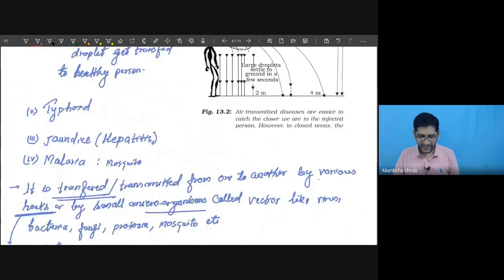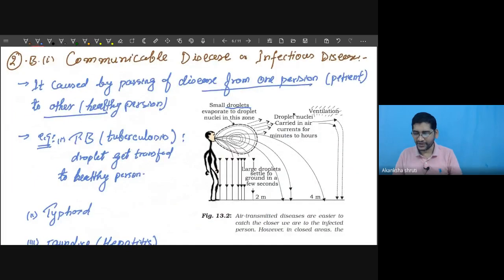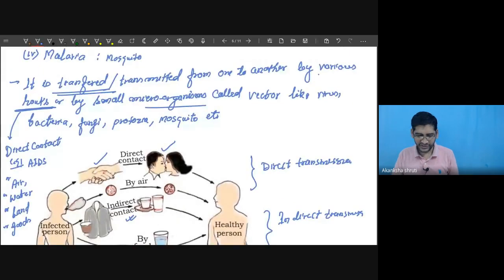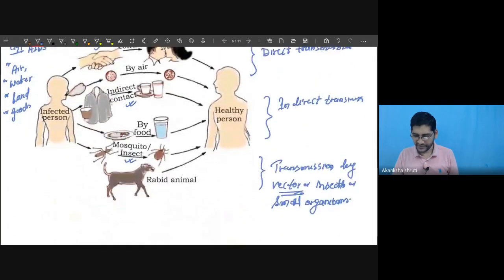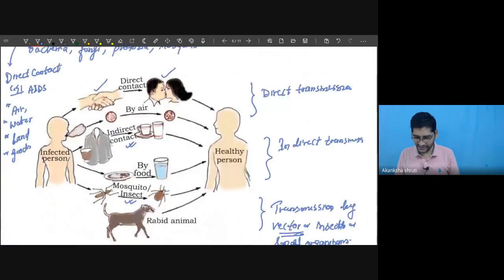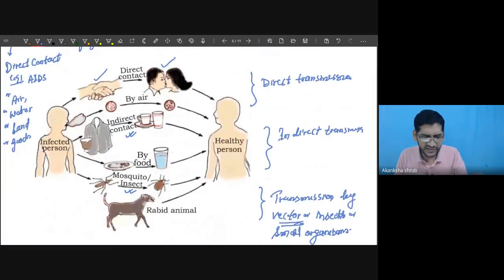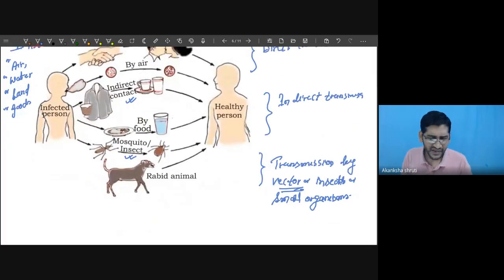So these are the three modes of communicable disease. What are the modes of communicable disease? I have also written it here. Their examples you must write, and we are going to discuss this in a bit more detail. Students, so tuberculosis, typhoid, jaundice, malaria, another one is amoebiosis also, that one also.